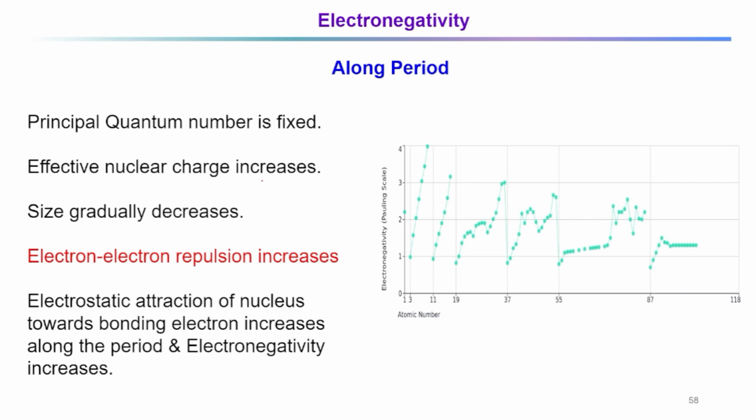So we have the same principal quantum number. We are filling electrons there, and the number of protons is also increasing. As the number of protons increases, the effective nuclear charge increases, and size gradually decreases. And as we have more and more electrons, the electron-electron repulsion also increases, but this is a minor factor. We can ignore this. Considering all these factors, we can say that the electrostatic attraction of the nucleus towards the bonding electrons increases along the period. So the electronegativity also increases.